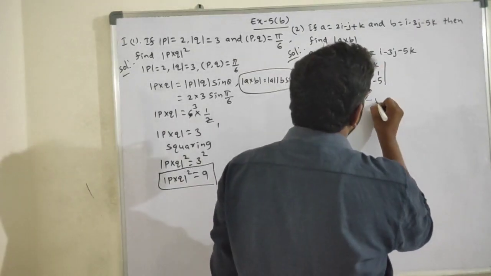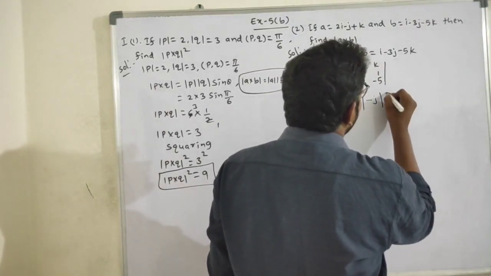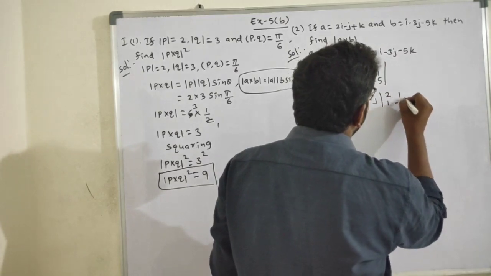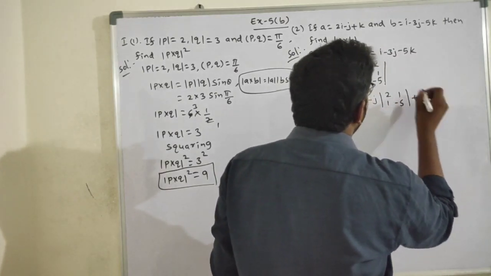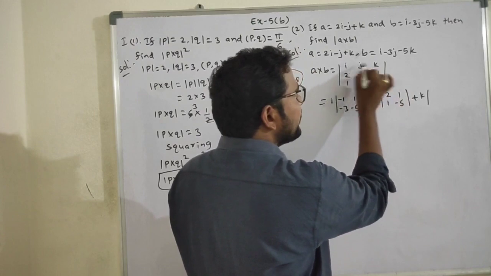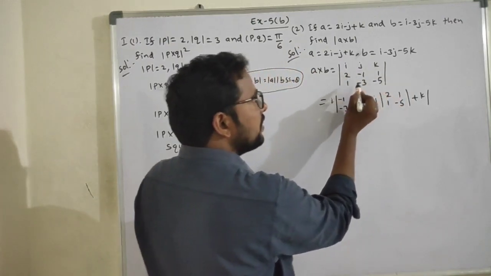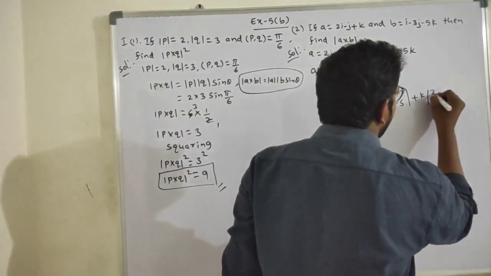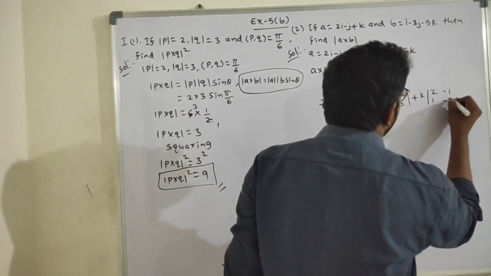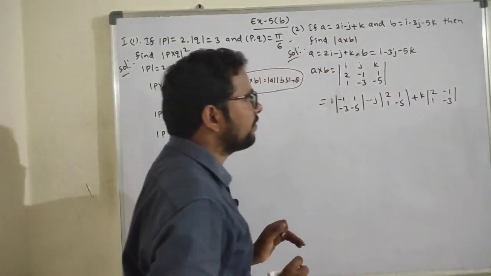So j: 2 1, 2 1, 1 minus 5, plus k lies in first row and third column. Already delete this, remaining into 2 minus 1, 1 minus 3.